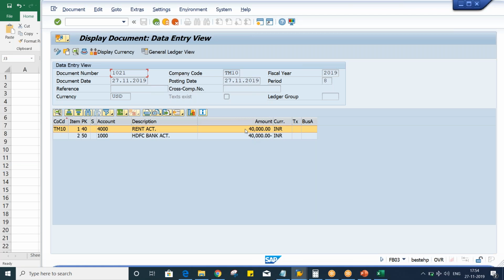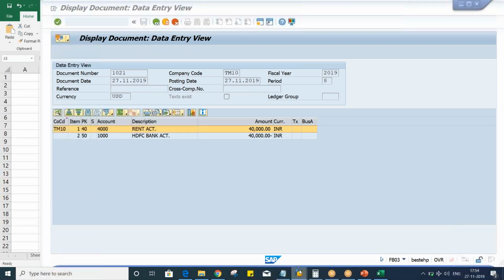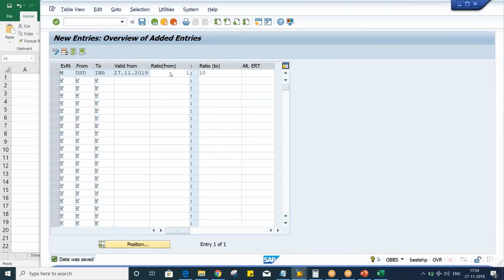So what is happening, guys? First of all, the translation ratio. What is the use of translation ratio, guys? Translation ratio shows the relationship between two currencies. That is the first thing. Second thing, in most of the cases, we are going to specify a 1:1 translation ratio itself.